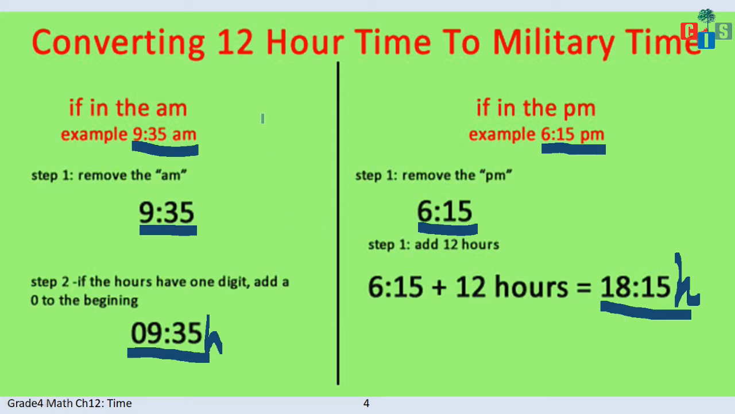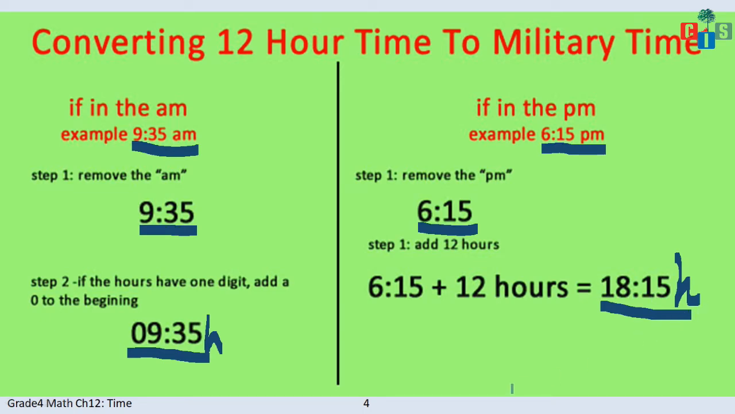Fine. Again I am repeating, if it's 9:35 a.m. and you have to convert it into 24 hours, you will remove this a.m. That's it. Okay, and if you have this 6:15 p.m. and you have to convert it into 24 hours, what you will do is remove p.m. and add 12 hours because it is a 24-hour clock. Yes, it is 6:15 at night, so it will be 18:15 hours.